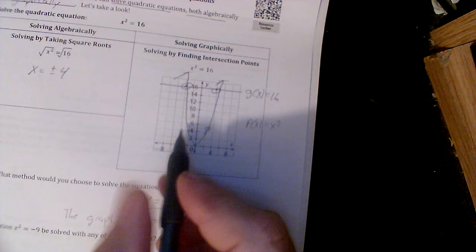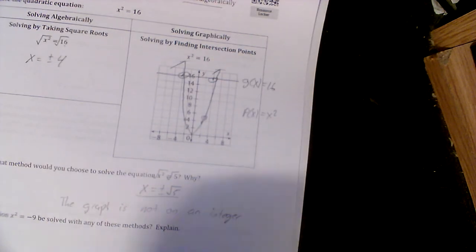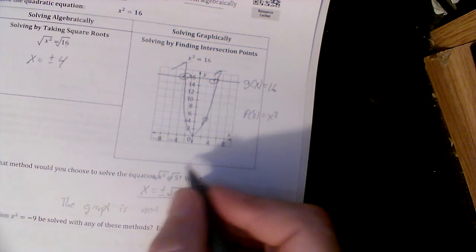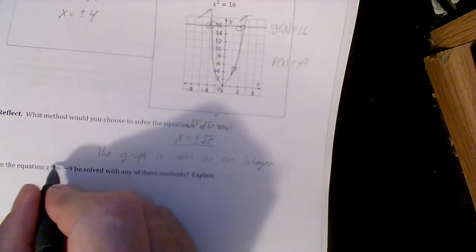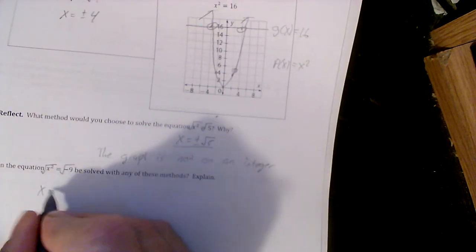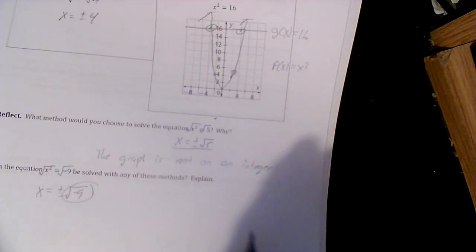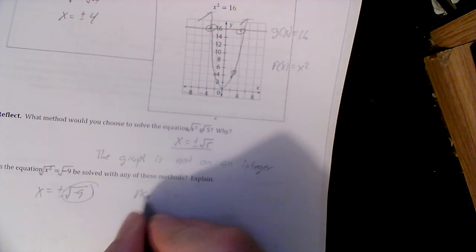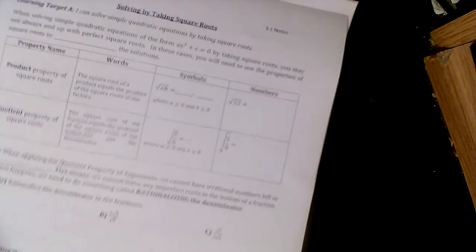So, can the equation x squared equal negative 9 be solved in any of these methods? Well, think about it. Negative 9 is way down here. Definitely can't be solved graphically. If I take the square root of both sides, I get x equals positive or negative square root of negative 9, and I don't know what that is. Well, actually I do, but you don't know what it is yet. So we're going to say no real solutions. And that's going to become a bigger reason later on, the fact that we said no real solutions. But there just aren't any solutions that we know of.